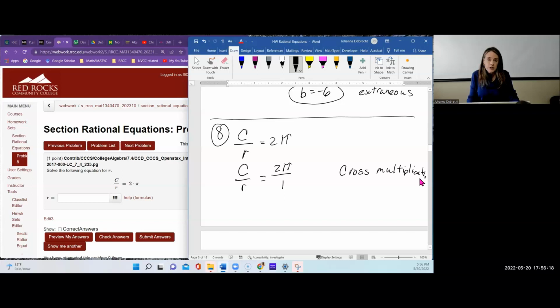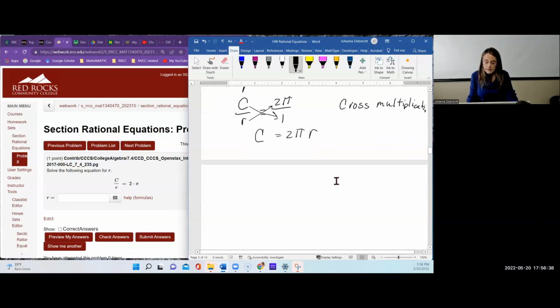Cross multiplication can only be used when you have one fraction on the left equal to one fraction on the right. When I apply it here, I get c times 1, which gives me c. When I apply it here, I get 2 pi times r. Then I solve this for r by first dividing both sides by 2 pi.